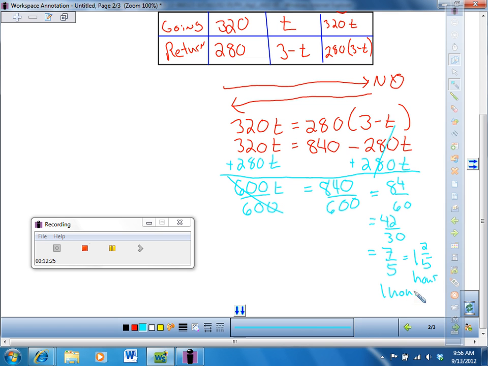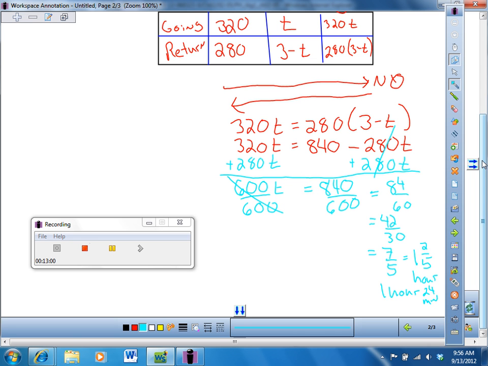How many minutes are there in 2/5 of an hour? Anyone know? A fifth of an hour is 12 minutes, so that'd be 24 minutes. Very good. So that's 1 hour and 24 minutes. Now, if you don't do that and you just put 1 2/5 hours or 1.4 hours, we would mark it wrong. So 1.4 hours or 1 hour and 24 minutes.